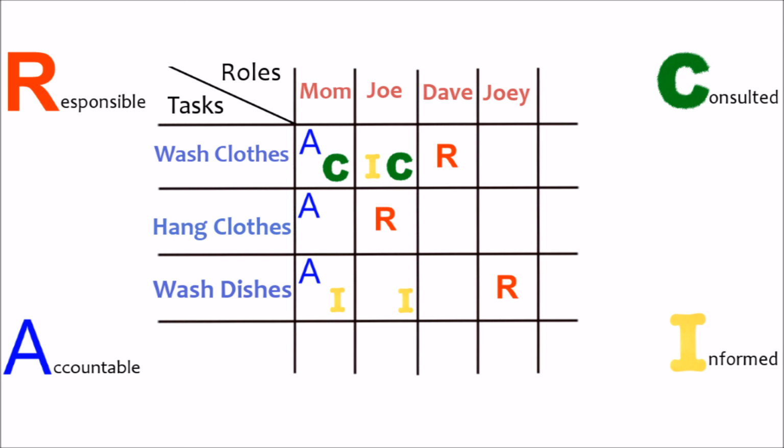Now where to put C's and where to put I's depends on our cases. Do we need many consulted people for one task? Is the task that complicated? Do we need more communication for this task or less communication for other tasks? That is where we will analyze where to put our C's and I's.